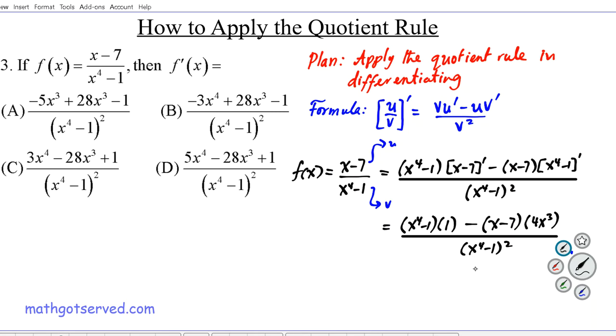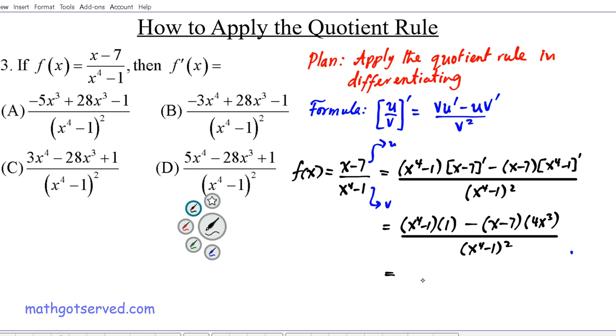Now we're done with calculus. It's just algebra that's left. We're just going to have to simplify this completely. If we distribute the 1, there's no change. We have x to the fourth minus 1, minus, and then you distribute 4x to the third to these two terms, so that yields 4x to the fourth. Now be careful with this minus. This minus times this minus makes that a plus 28x to the third, divided by the denominator.